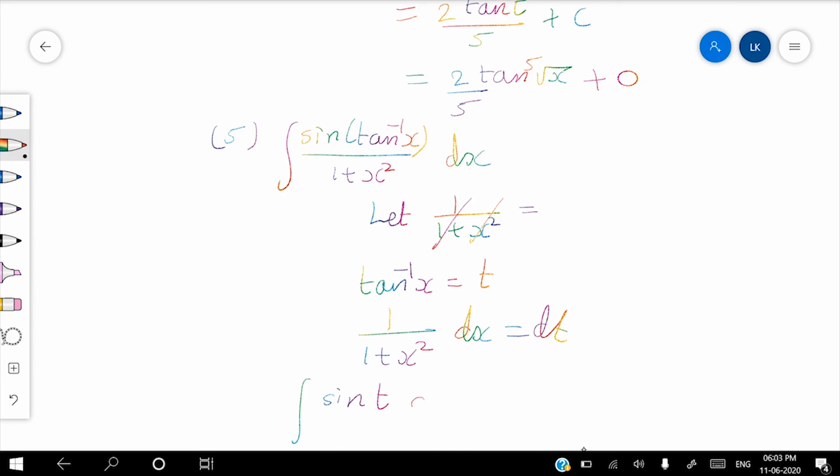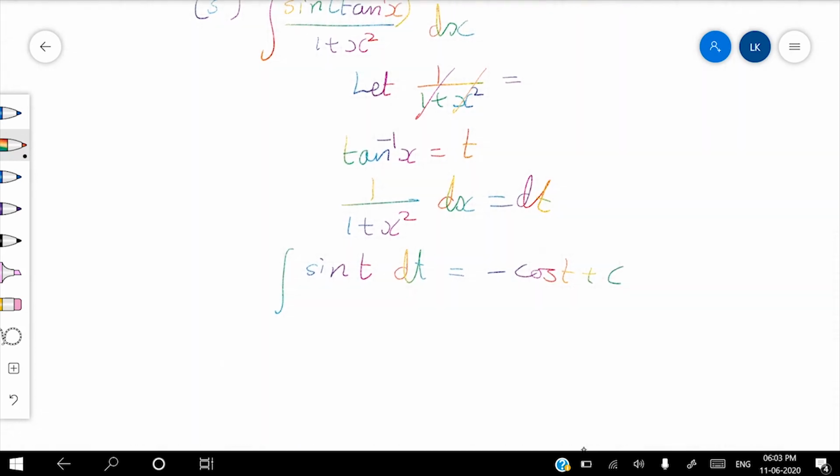Then putting the value. That means sin t dt. It is minus cos t plus c. What is the value of t? It is tan inverse x. Means minus cos of tan inverse x plus c. Hence, we have solved all the 5 examples.